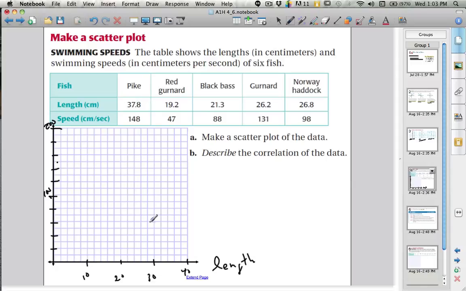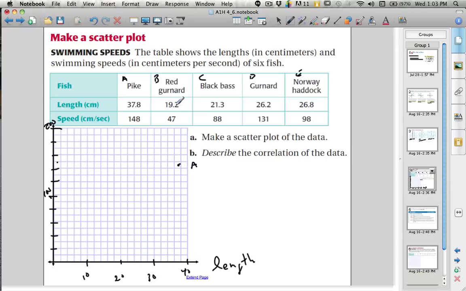points. So 37.8, that's really close to 40, right? So this is 32, 34, 36, 38. Really close to 38, and we want 40, 10. Right, this is 20, and that's 48, 148. So there's 100, 20, 40, really close to 150. So this point is right about here. Right, and if I wanted to keep track, I could call that point A, and then this could be B, C, D, E, if I wanted to label them.